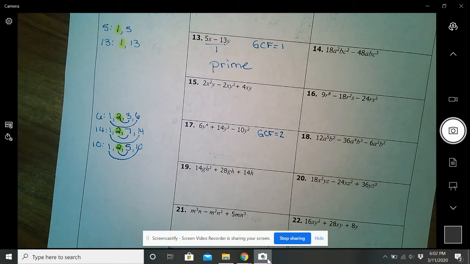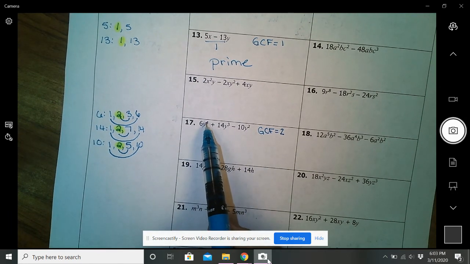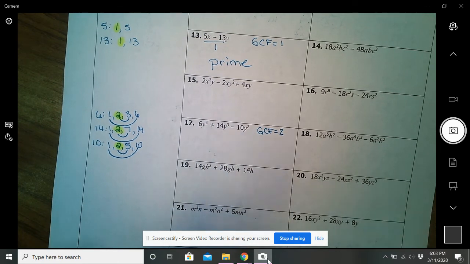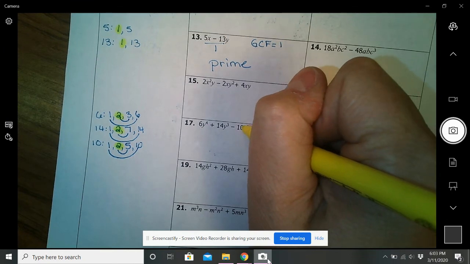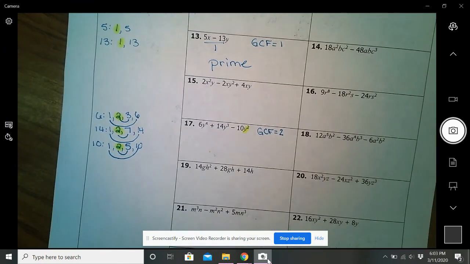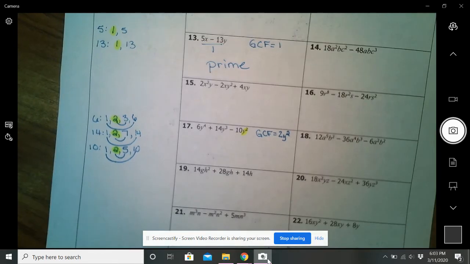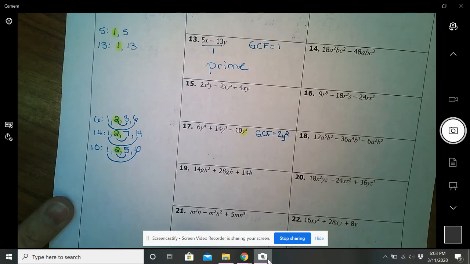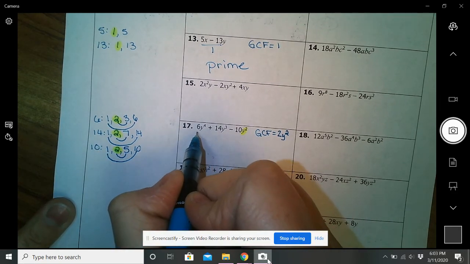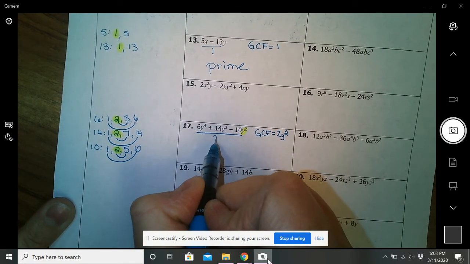Now let's look at our variables. Each term has y's in it, y to the fourth, y to the third, y squared. My hint in my notes is to find the one with the smallest exponent. So here the smallest exponent is y squared. Once you identify the GCF, divide everything by that value.